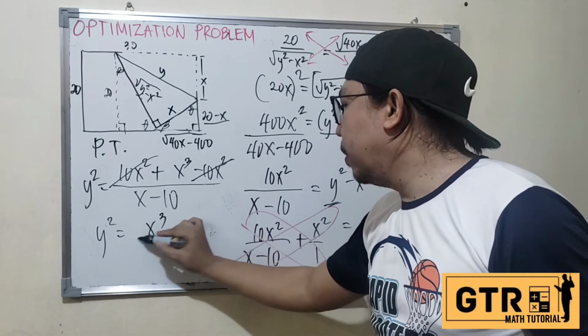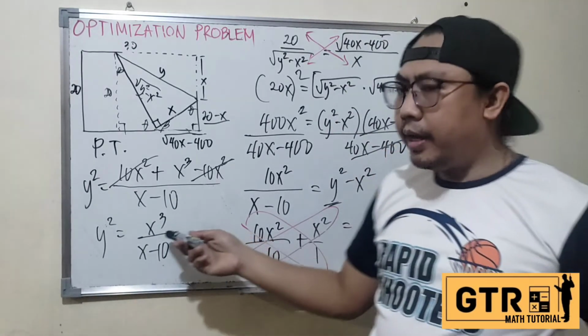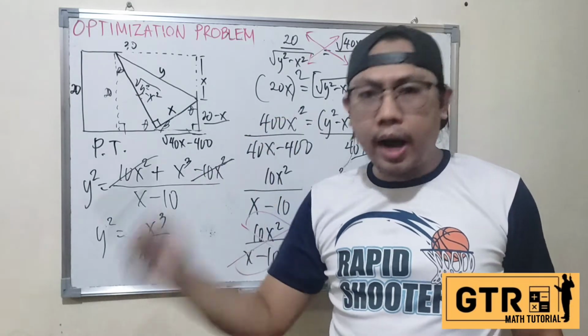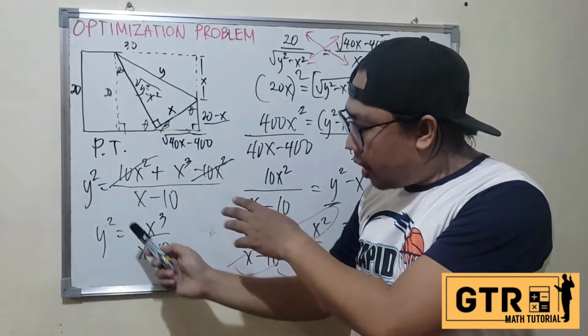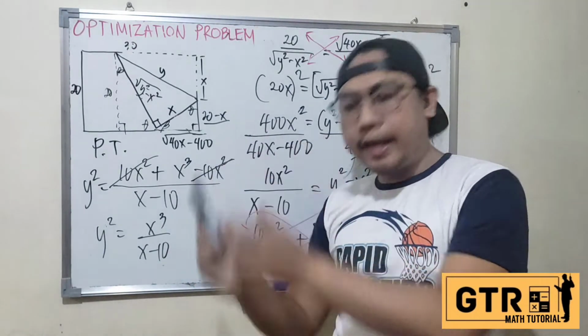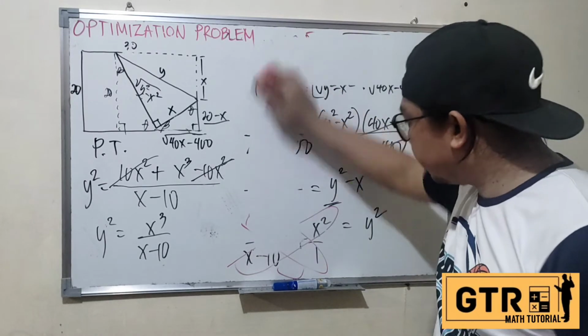So we have x cubed over x minus 10. Now we have an equation that involves y and x, so we can now differentiate. So we will use the derivative.